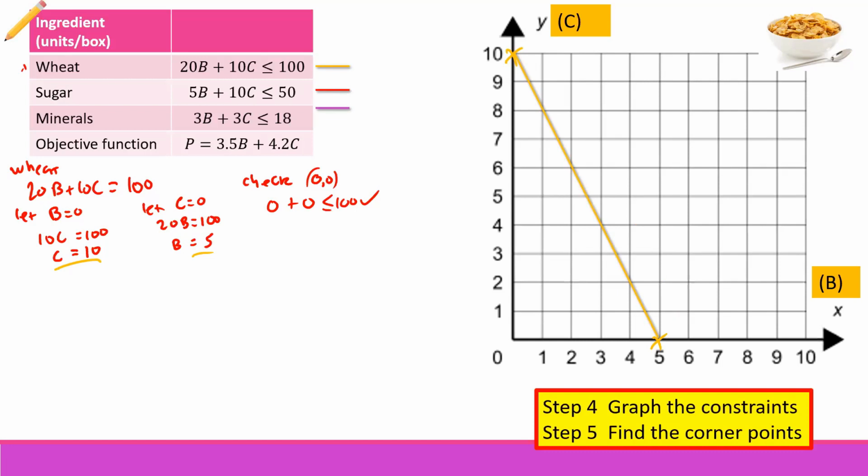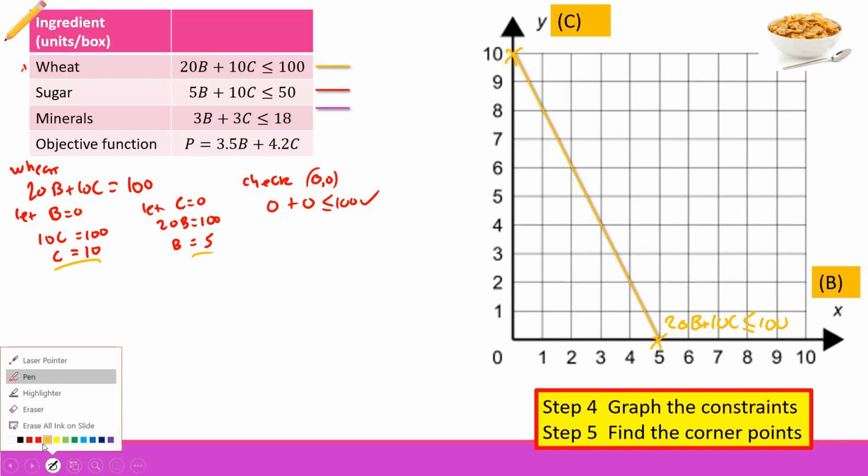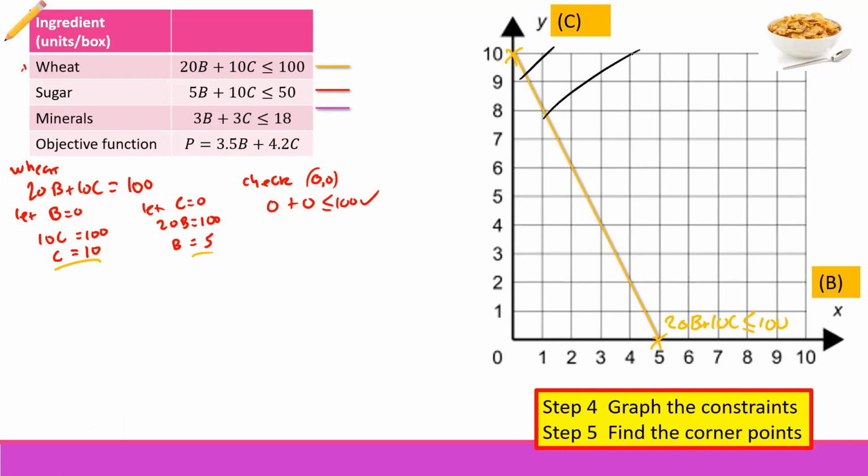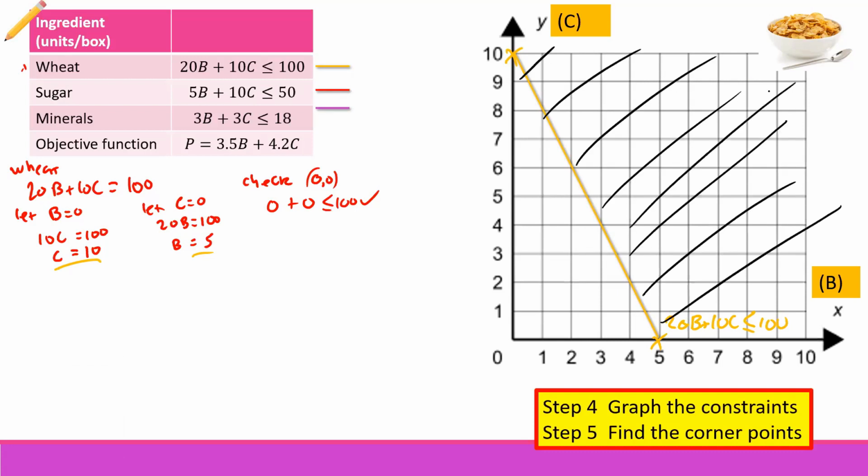And so that line is 20b plus 10c is less than or equal to 100. And also that means, by the way, that we're going to ignore this region here. Let's cross it out. Perfect.